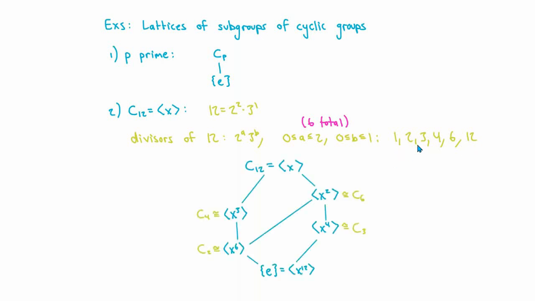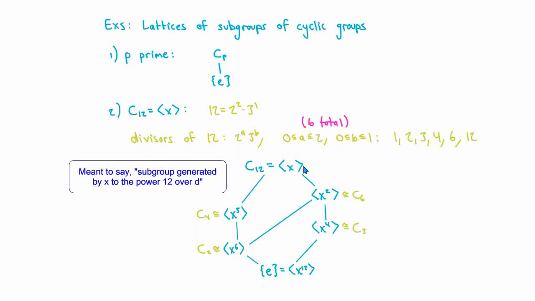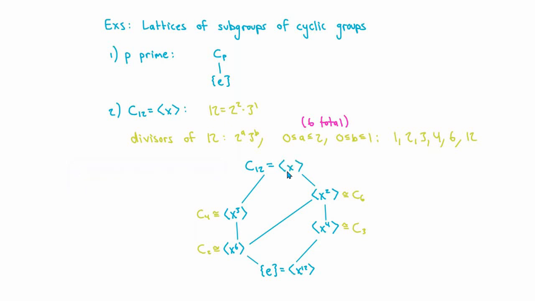Each one of these 6 divisors corresponds to a unique subgroup of that order, and if my original group is the group generated by x, then the subgroup corresponding to each divisor d is going to be the subgroup generated by x to the 12 over d. So for example, the subgroup of order 12 is the subgroup generated by x to the power 12 over 12, or x to the 1, and of course that's the whole group. And the subgroup of order 6 is the subgroup generated by x to the power 12 over 6, or x squared, which is isomorphic to a cyclic group of order 6.